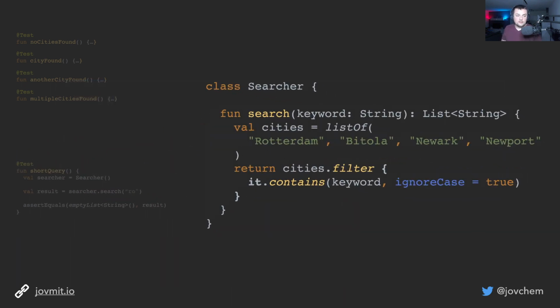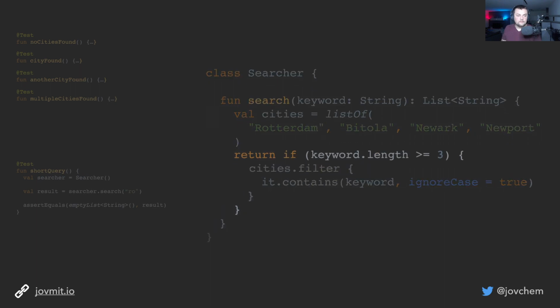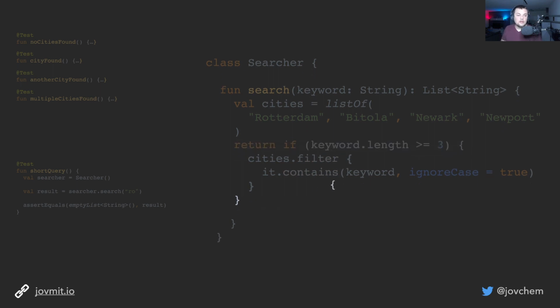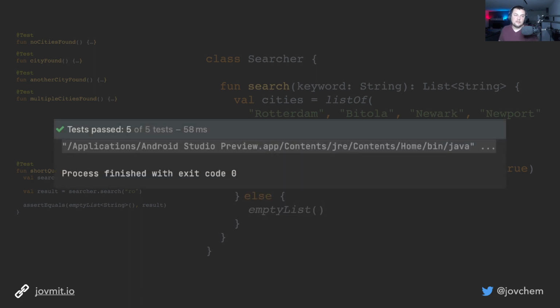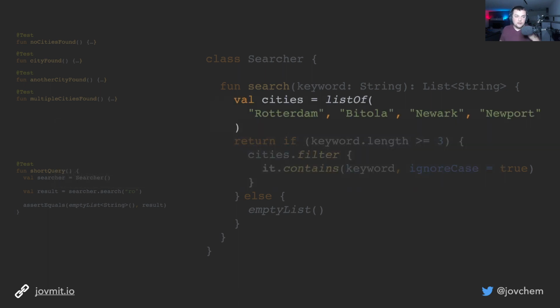So how do we fix this? Well, we can wrap the return into an if, and we can say if the keyword length is greater or equal to 3, only then perform the search or do the filtering. Otherwise, just return an empty list, and that makes the test pass. So now we're done with the test. That's fine. Back into our shipping code.